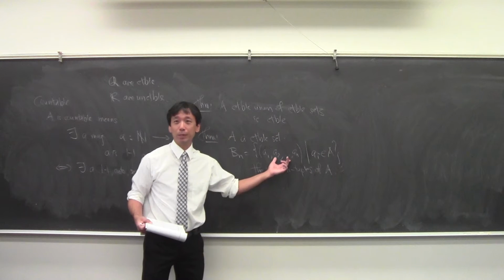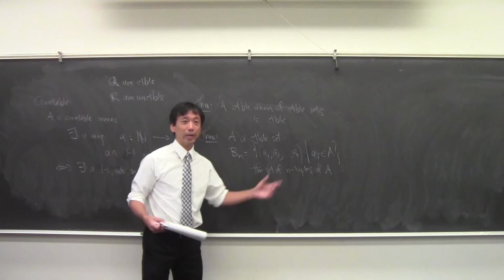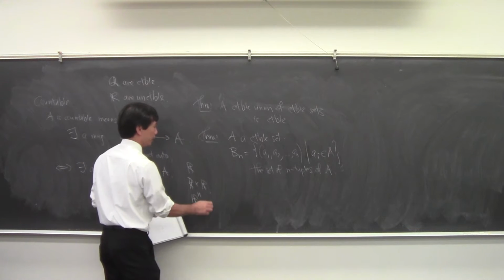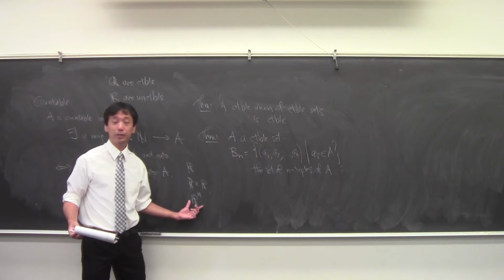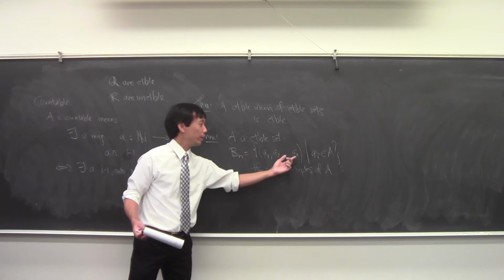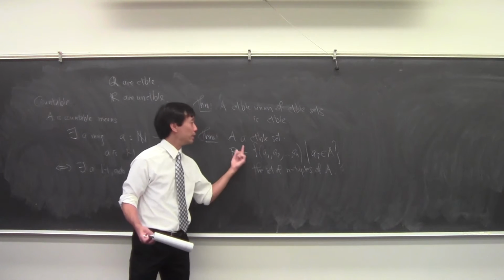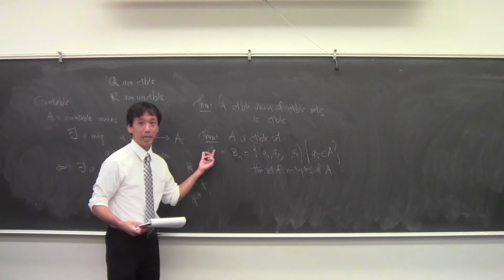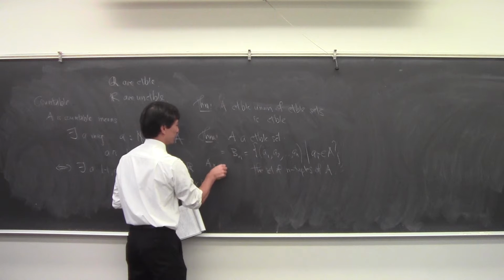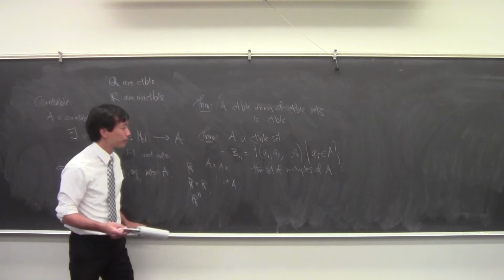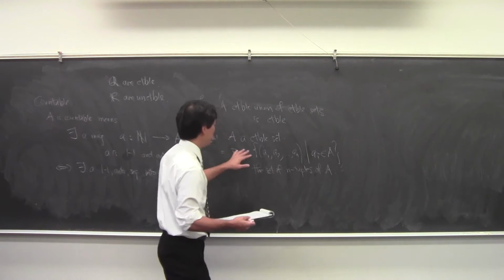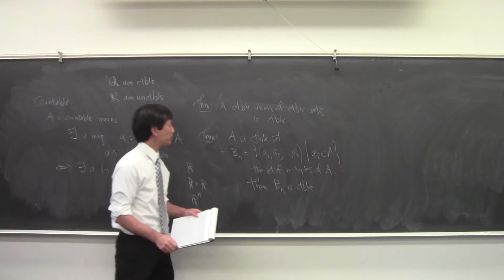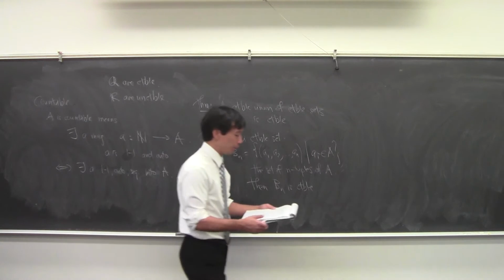This is something you've seen before. This is just like the Cartesian product. If you have R cross R, this is R^n. This B sub n is basically like R to the n. It's just vectors of length n where each of the entries lies in A. We'll leave it as Bn, but I think it would make more sense to call it A to the n, in other words, A cross A cross A, n times. So if you have anything like this, then B sub n is countable. That's what we're going to prove.